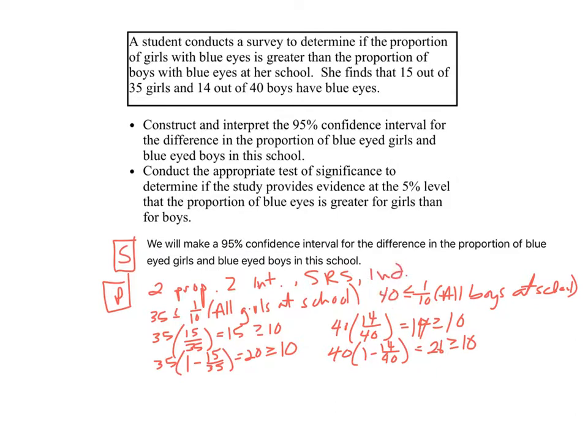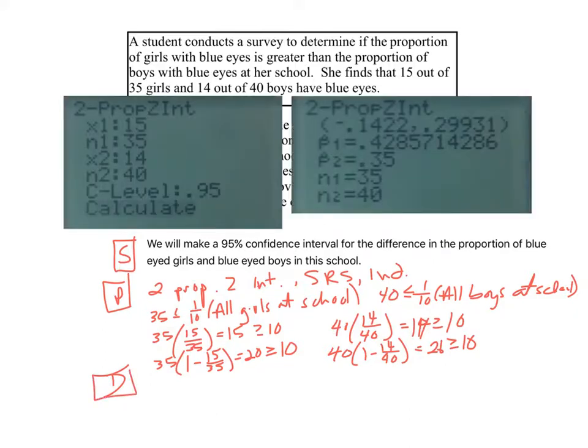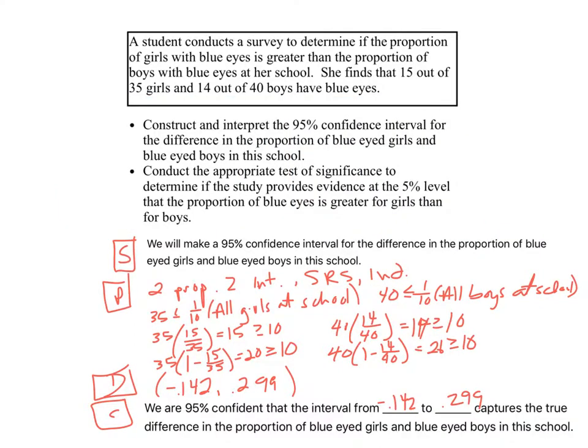Now, the do portion of this, we're going to use the calculator. Okay, so we went into the calculator. You get to two proportion Z interval. See my data. I hit calculate. This is what I got. So my do is negative 0.412 to 0.299. So now let's do that conclude statement. We are 95% confident that that interval from negative 0.412 to 0.299 captures the true difference in the proportion of blue-eyed girls and blue-eyed boys in this school.